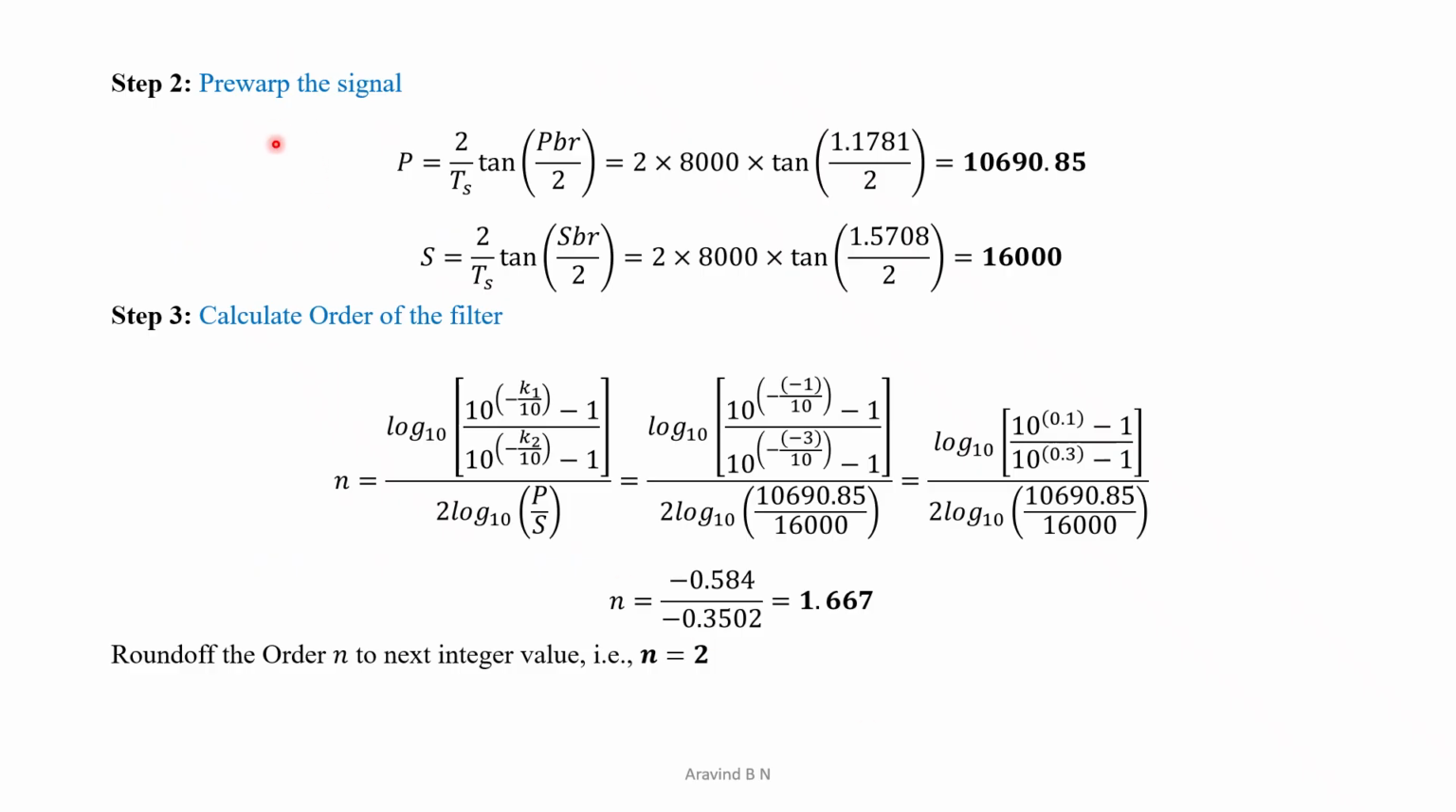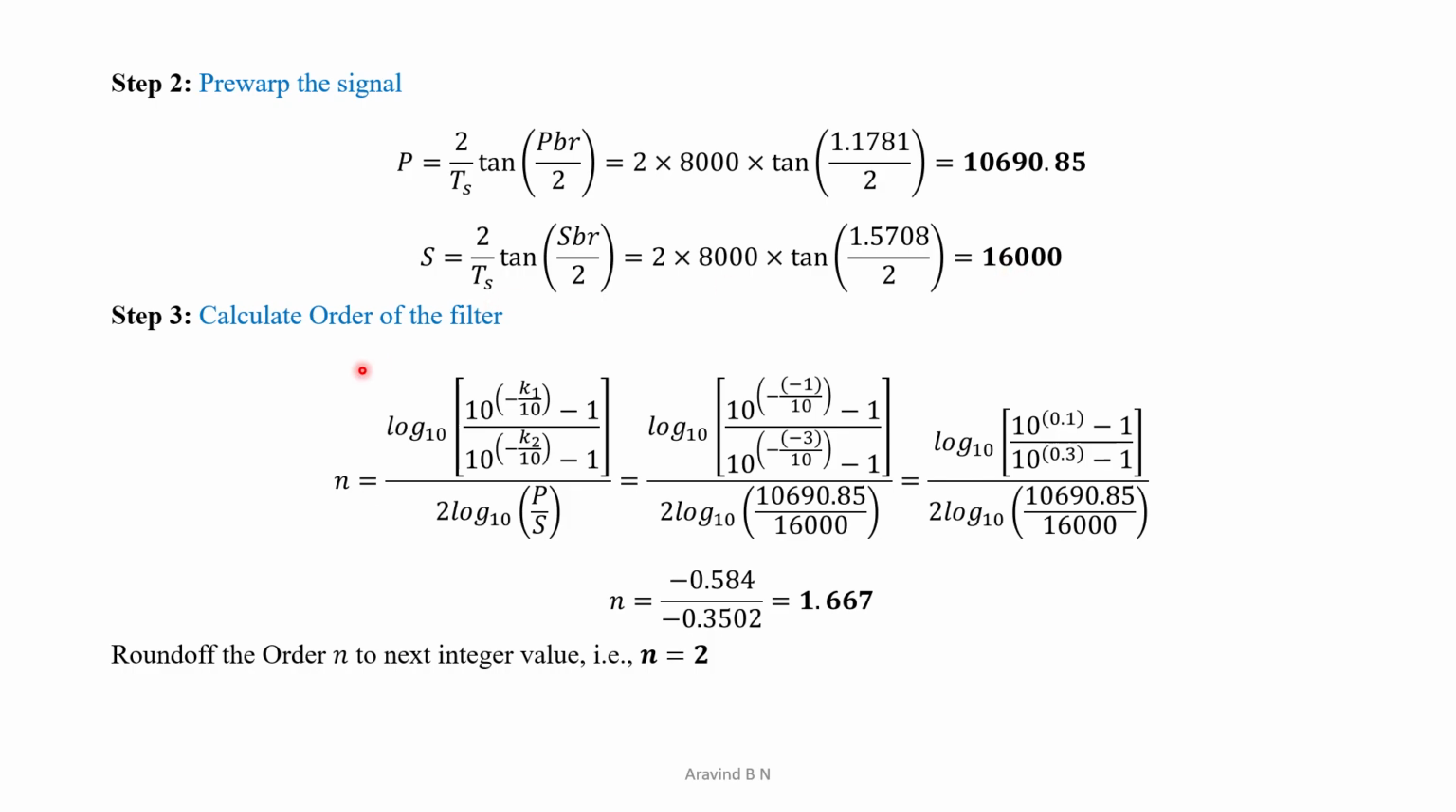Now performing the pre-warping of the signal, for passband it is P is equal to 2 divided by Ts tan of PBR divided by 2. We know Ts, we have calculated PBR, substitute it for the passband, we are going to get it as 10690.85. Similarly for the stop band, it is 16000 we are going to get.